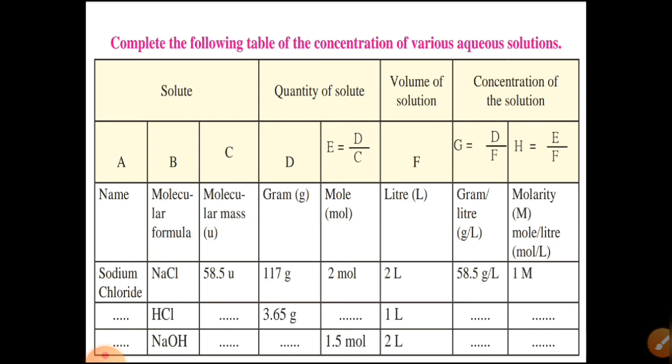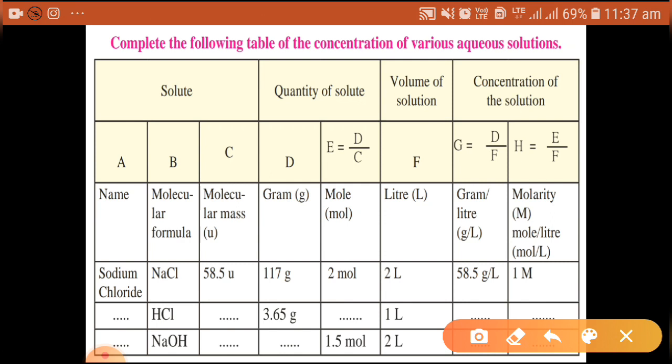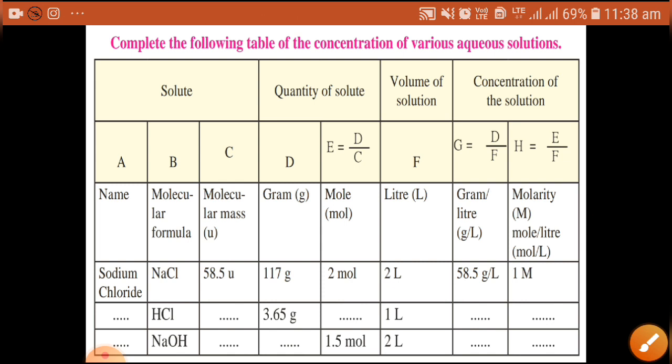The first column is the name, then molecular formula, then molecular mass, then gram, then number of moles, then liter, then grams per liter, then molarity of solution. So these all are the columns.